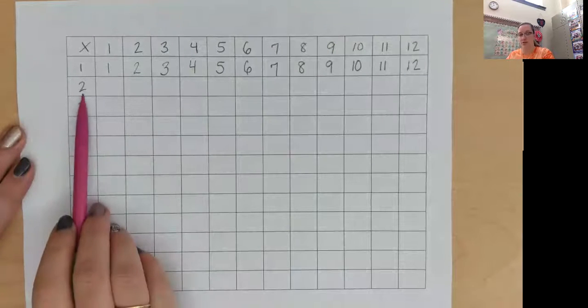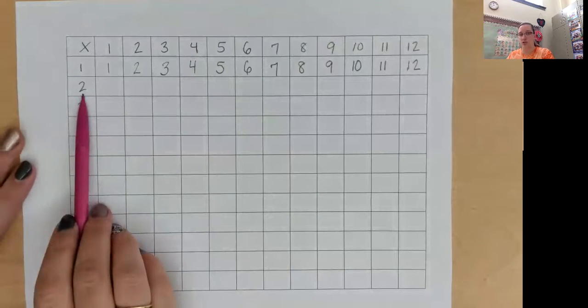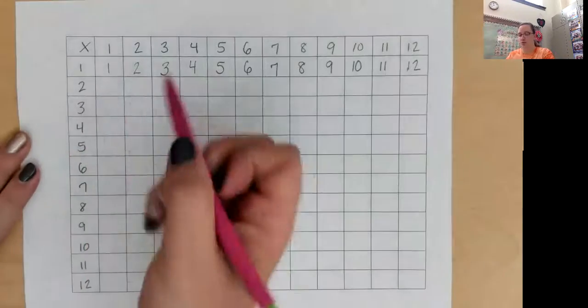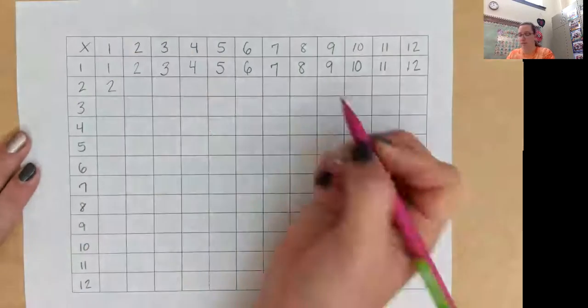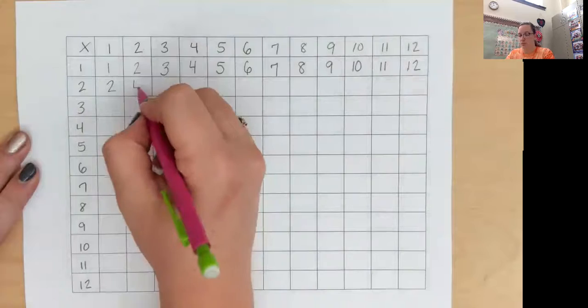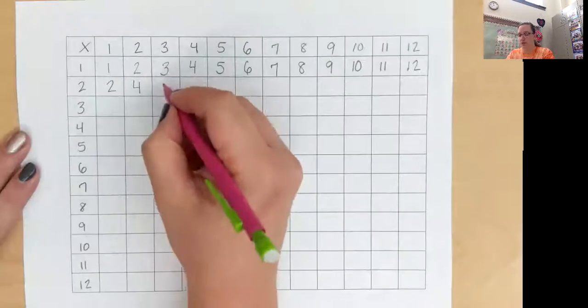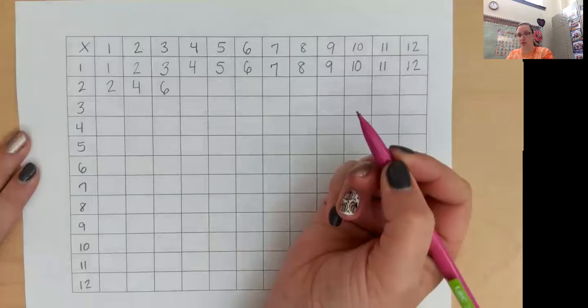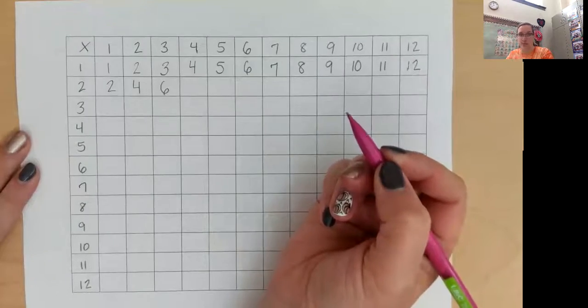Okay, so then we go to this row and we're showing what each number is times 2. So here would be 1 times 2 is 2. And 2 times 2 is 4. And 3 times 2 is 6, and so on. So we're really skip counting by 2's, but we're also showing what each number times 2 is.